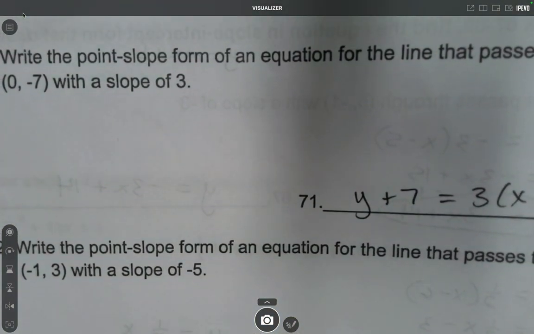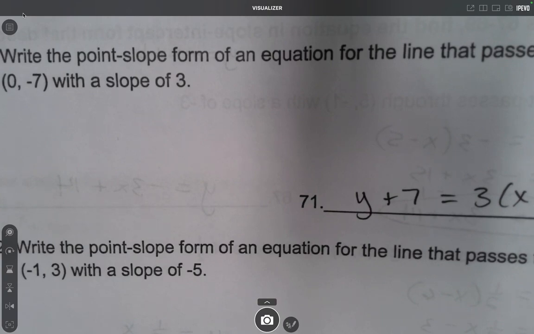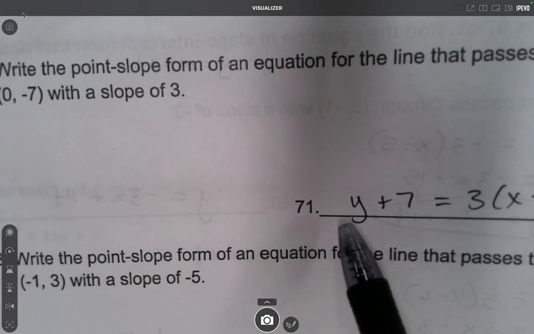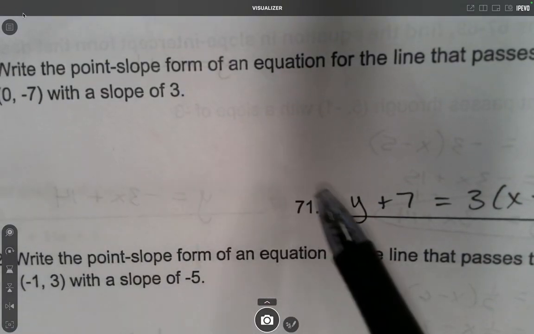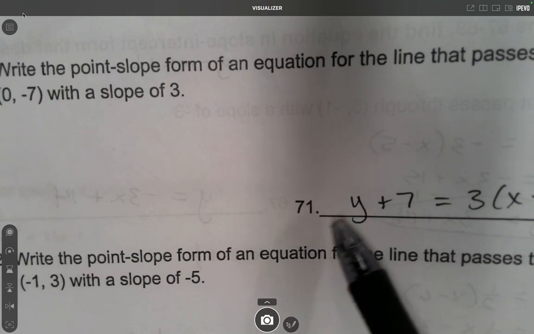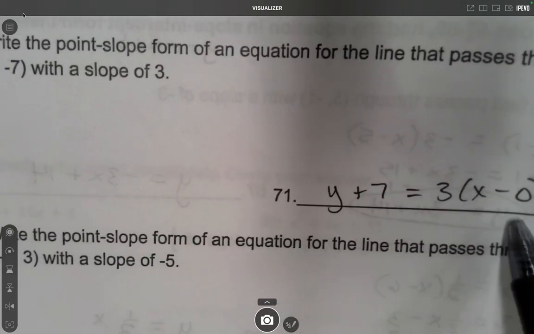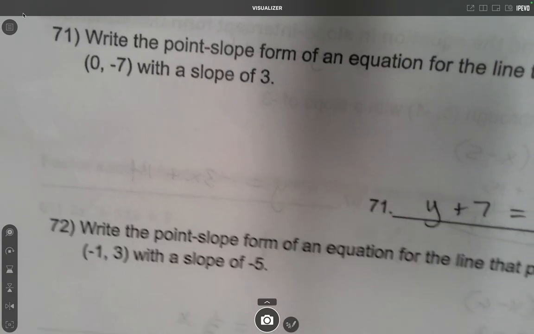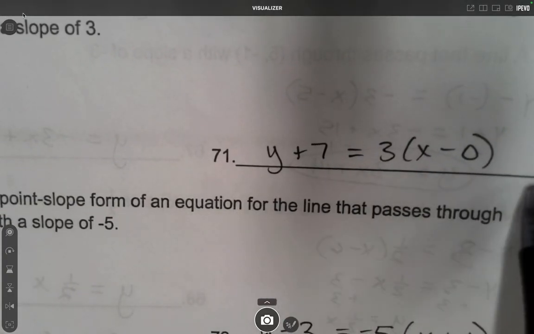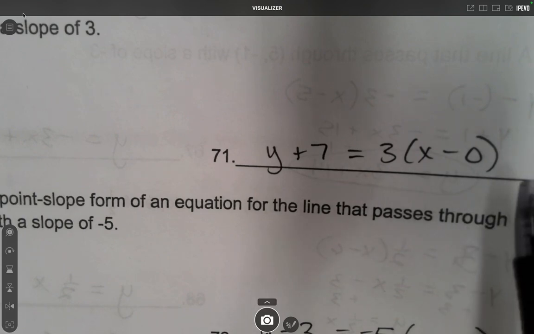Okay, 71, write the point slope form of an equation for the line that passes through 0, negative 7 with a slope of 3. So while this hasn't been our final answer in the past few problems, this is just in line with what we've been doing on the first 3 or 4, where we just plug in the point and plug in the slope. So we do y minus the y value. So y minus negative 7 is the same as y plus 7, equals the slope, 3, times x minus the x value, which is 0. So we just write x minus 0. And it's that straightforward, that quick, when they ask for the point slope form.